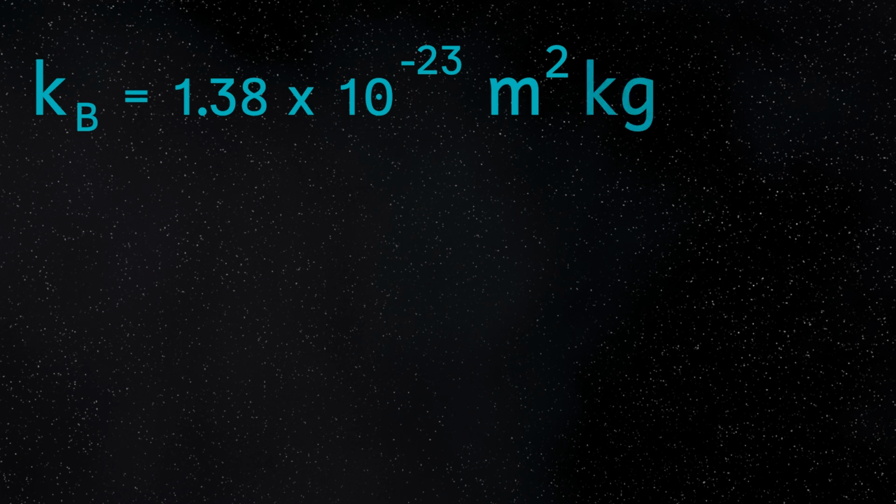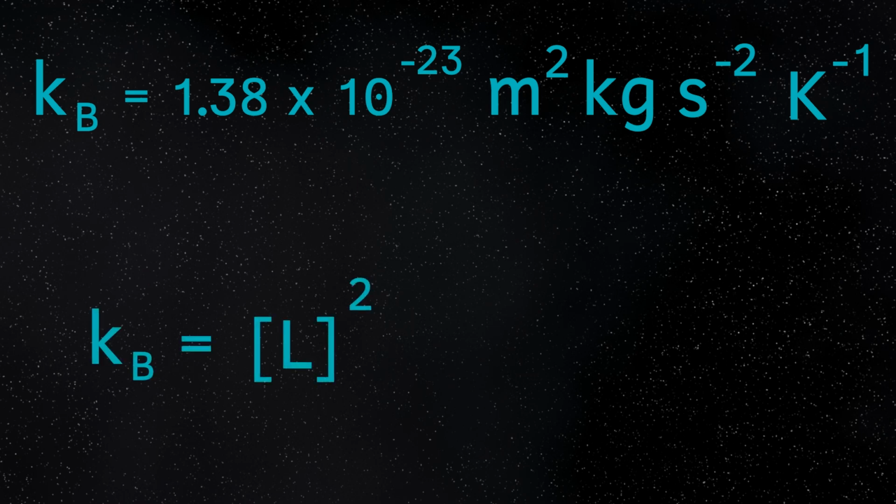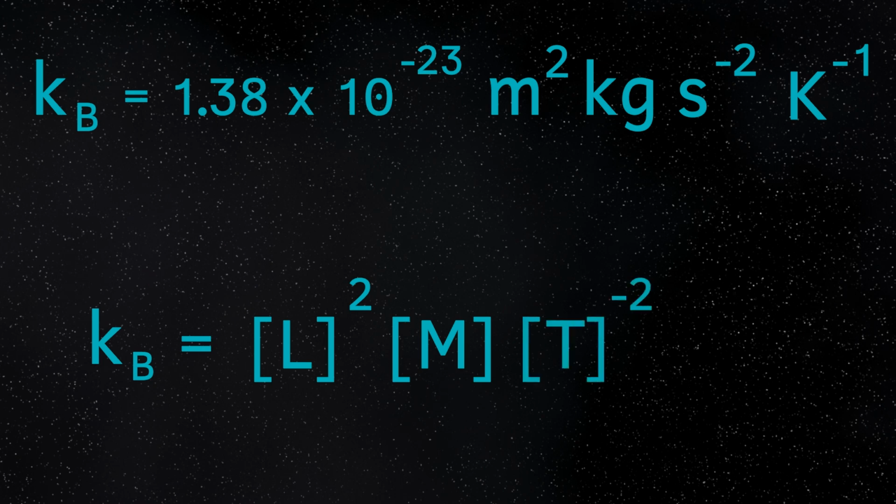Finally, on to the Boltzmann constant, 1.38 times 10 to the minus 23 meters squared, kilogram per second squared, Kelvin. Rearranging this a little, we get meters squared, kilogram, seconds to the -2, Kelvin to the -1. This then gives us our length measurement squared, multiplied by our mass measurement, multiplied by time to the -2, and temperature to the -1.